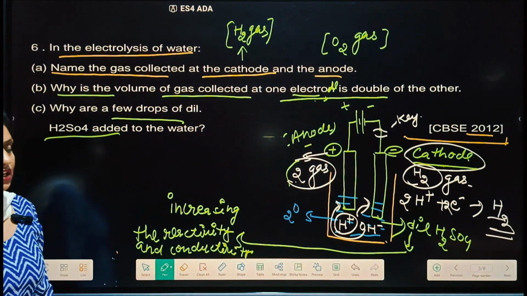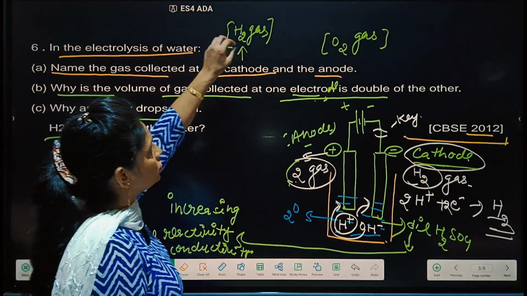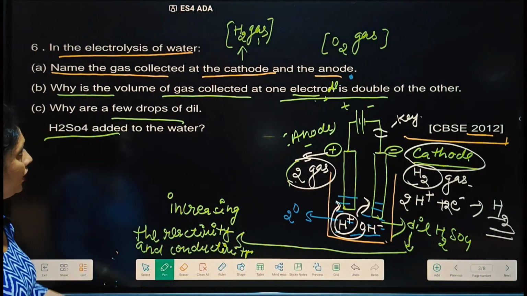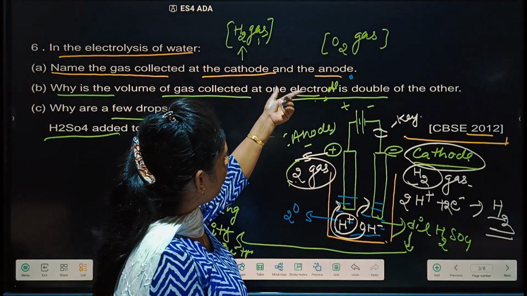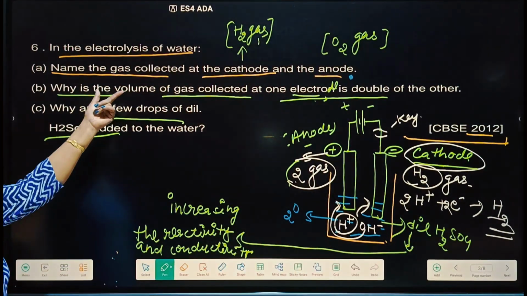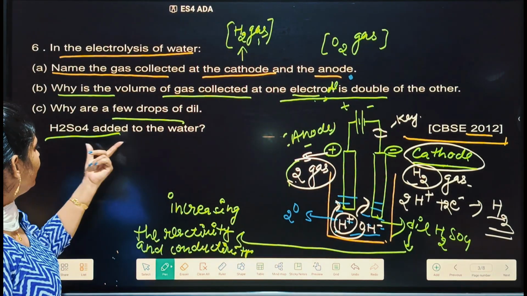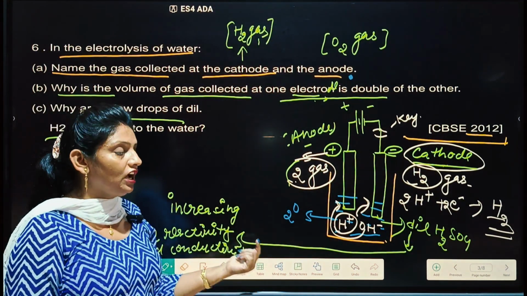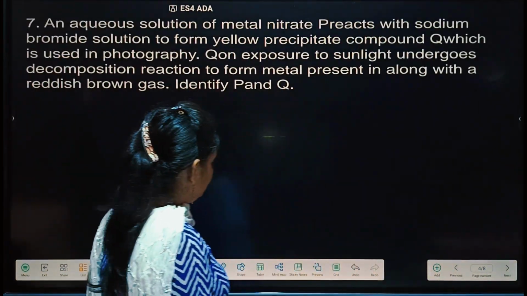So students, you can give the answer in this way. Name the gas collected at the cathode: at the cathode, hydrogen gas will be collected, and at the anode, oxygen gas will be collected. Here hydrogen gas will be formed double as compared to the oxygen gas, so the volume of hydrogen is double the volume of oxygen. And we add dilute sulfuric acid to water for increasing the conductivity and reactivity. Okay students, I hope this is clear to you. Then see the next question.